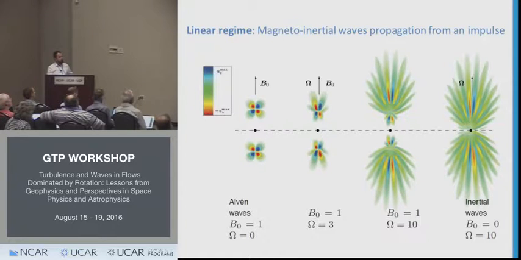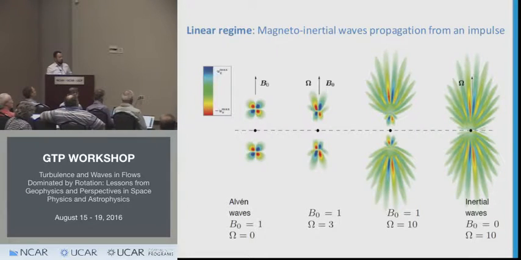If you add an external magnetic field, you can have mixed magneto-inertial waves. For instance, here, in the case without magnetic field, we recover the inertial waves. B is zero, and the rotation rate is like that. And in that case, we don't have a harmonic forcing, but we have an impulse force here that generates a broad frequency of waves, so that we have a propagation at different angles with respect to the previous case.